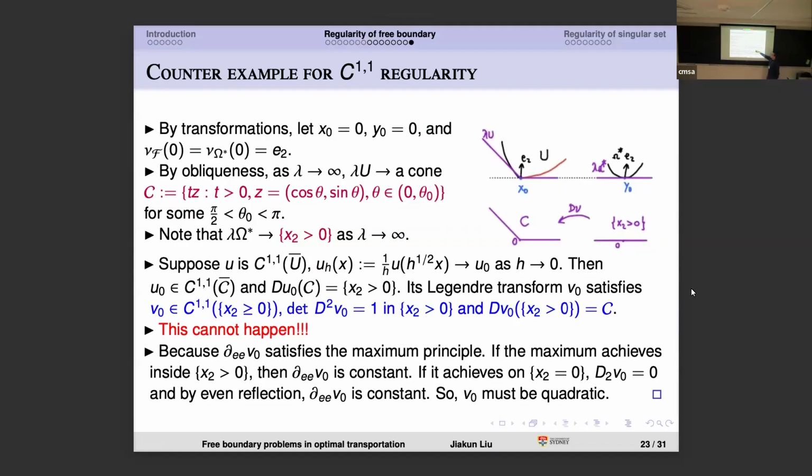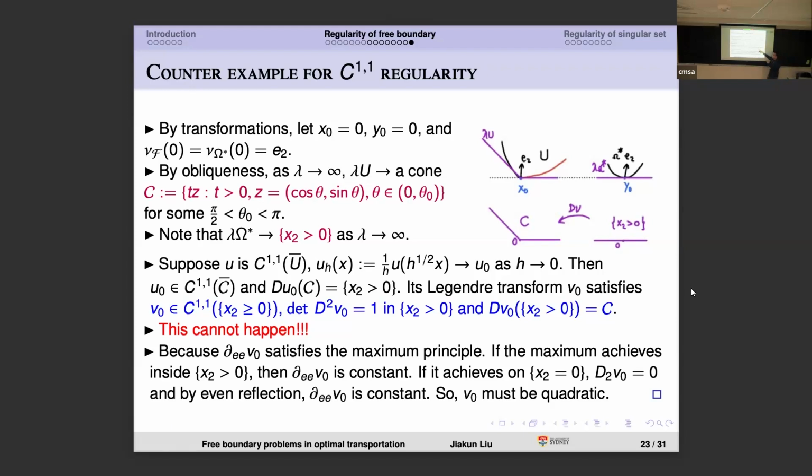Why? Because once you have the Monge pair with a constant, the second derivative will satisfy the maximum principle. If the maximum occurs inside, that's a contradiction. If it occurs on the boundary, we can do a reflection. After the reflection, the boundary point again becomes an interior point. So that's a contradiction to the maximum principle.